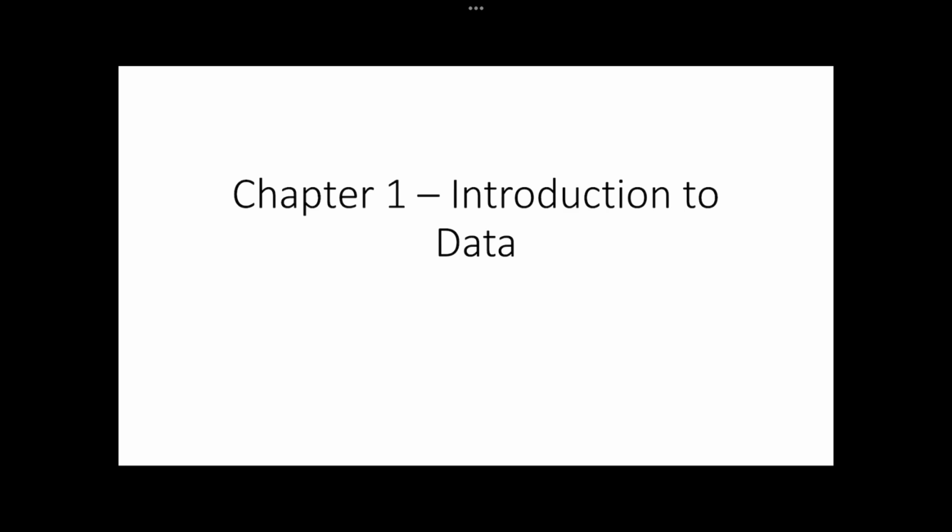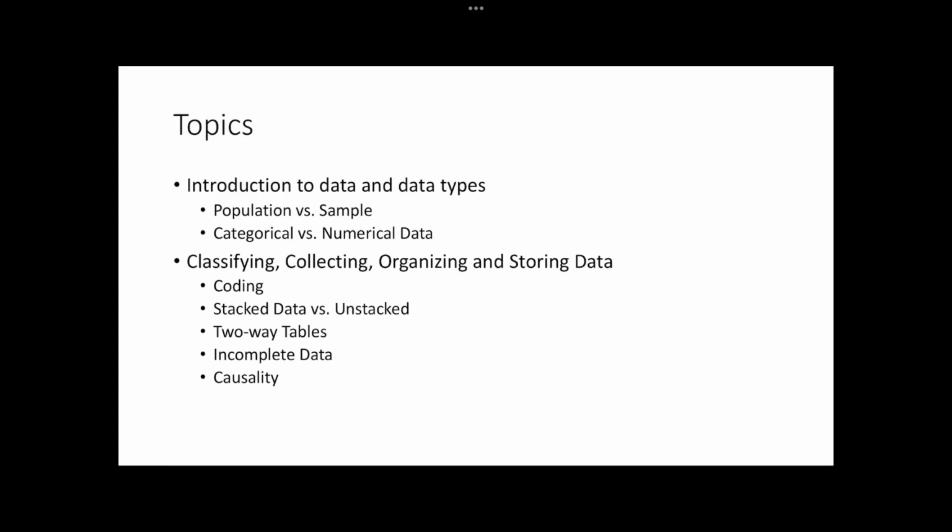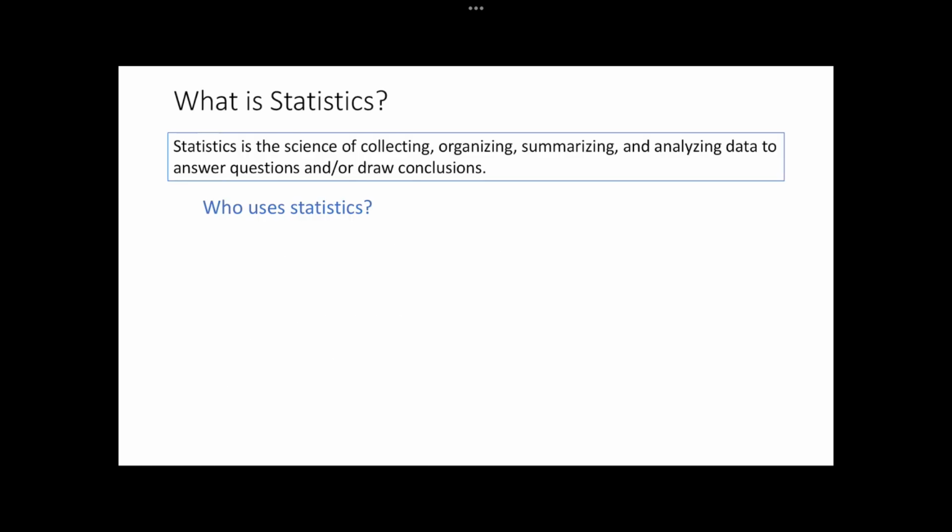Chapter 1, Introduction to Data. In this chapter, we're going to start by looking at data and data types. Before we do that, we're going to talk about what the population and the sample are, and then what categorical variables versus numerical variables are. And then in the last half of the chapter, we'll talk about how we classify, collect, organize, and store data.